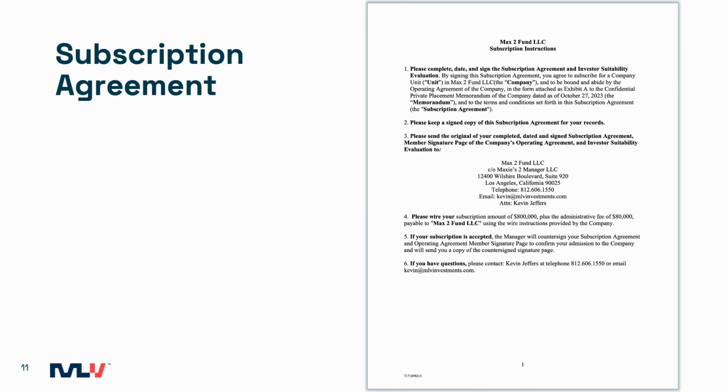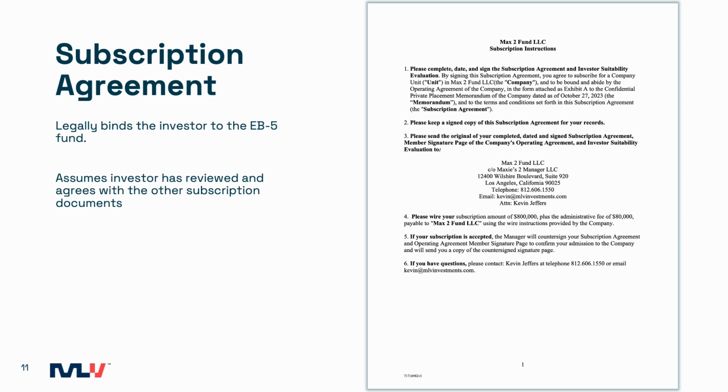The final document for review is the subscription agreement. This document legally binds the investor to the EB5 fund. Whereas the operating agreement details the investor's participation in the fund, the subscription agreement is the legal mechanism that ties the investor to the fund under the terms of the operating agreement.